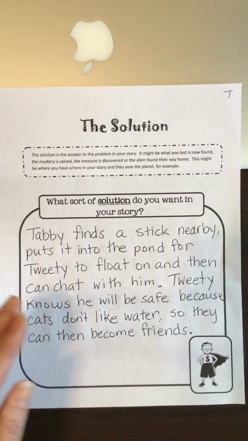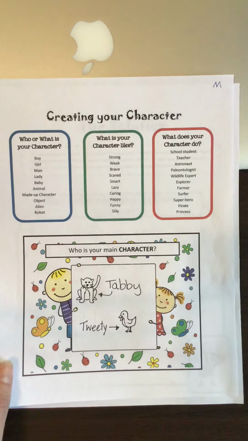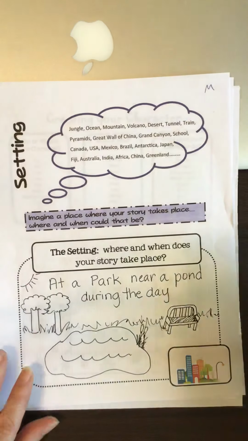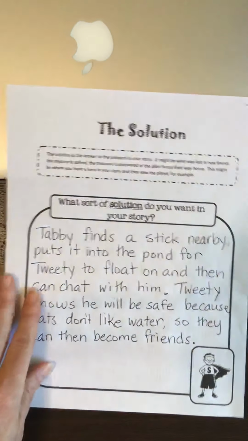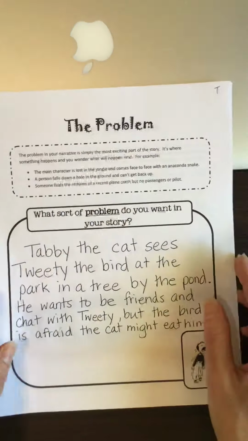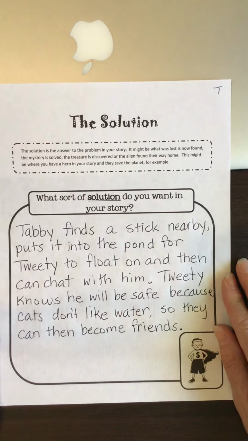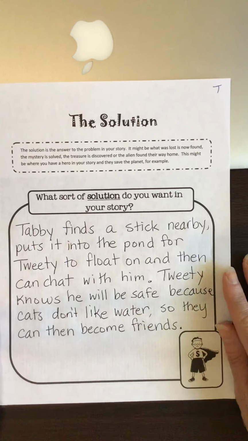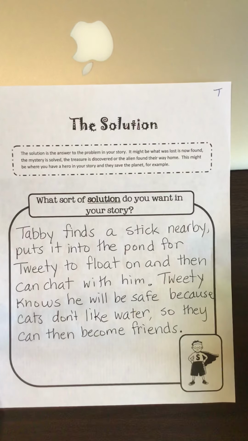So I've got my characters, Tabby and Tweety. I've got my setting at the park near a pond during the daytime. I've got my problem. Tabby wants to be friends with Tweety the bird, but Tweety's a little bit afraid of him because he knows that cats eat birds, so he's not wanting to be friends. And then Tabby the cat finds a stick for him to sit on in the water so they can talk while he's floating, and that way he can trust that he won't be able to eat him because he knows the cat won't get into the water.